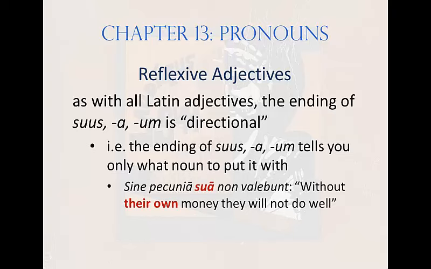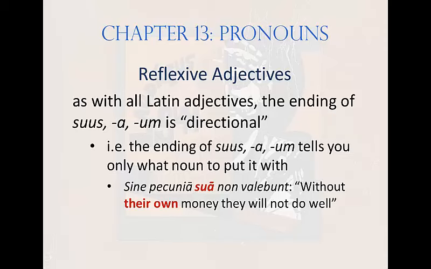Sine pecunia sua non valebunt. Without their own money, they will not do well. Take that, you communists. Because the subject is they, embedded in the verb valebunt, in this sentence suis means their own. But its ending is not plural, rather it's ablative singular feminine, because sua agrees with pecunia here.